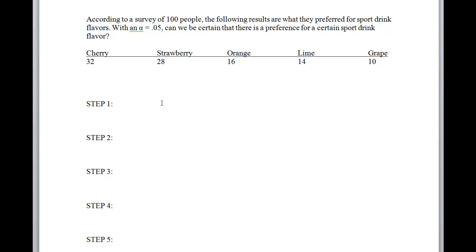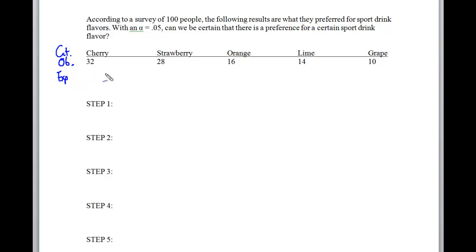Steps 1 through 5. Now, the cherry, strawberry, orange, lime, and grape. These are the observed results. So this is from the data. I like putting the observed on my table first. The first thing you have is your categories, then your observed data, and then we're going to have our expected data.